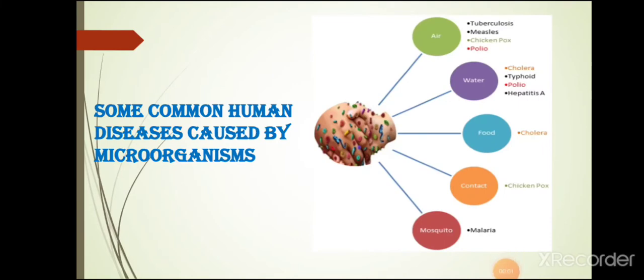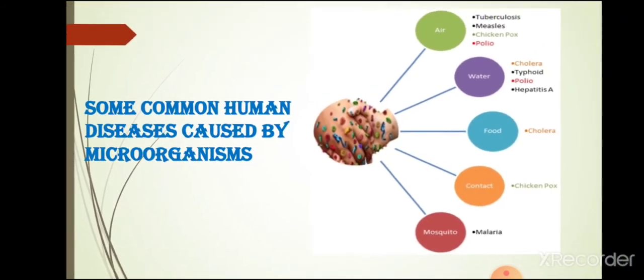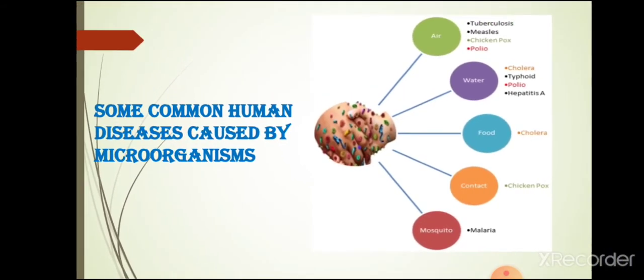Now some of the common diseases affecting humans, their mode of transmission and a few general methods of prevention. So let's study some common human diseases which are caused by microorganisms. You can see here tuberculosis, measles, chickenpox, polio, and the mode of transmission is air. Then cholera, typhoid, polio, hepatitis A, and the mode of transmission is water. Cholera also spreads through food. Chickenpox spreads when a healthy person comes in contact with an infected person. Then malaria, whose mode of transmission is the mosquito.